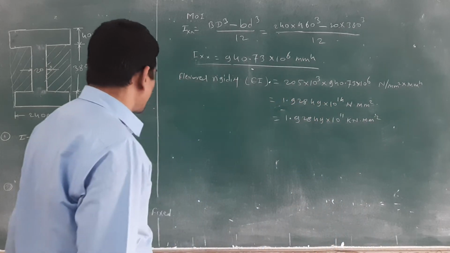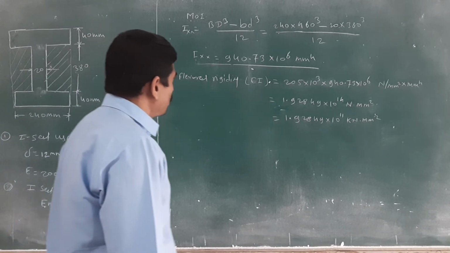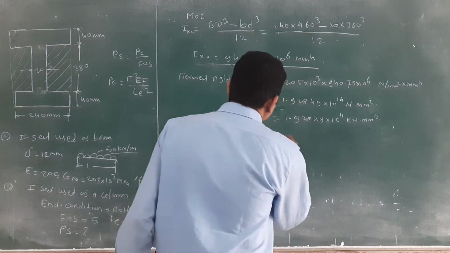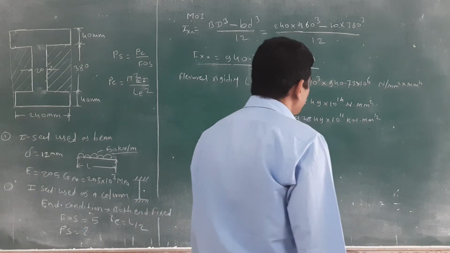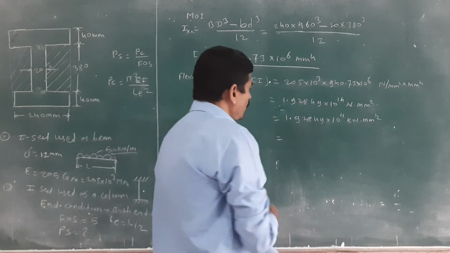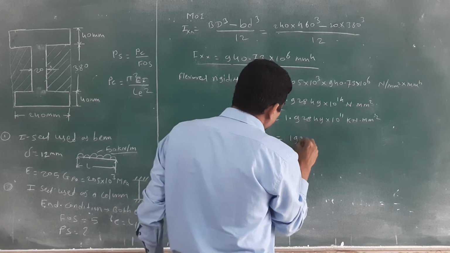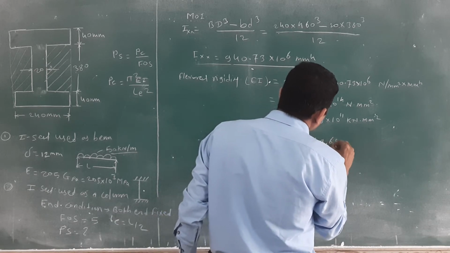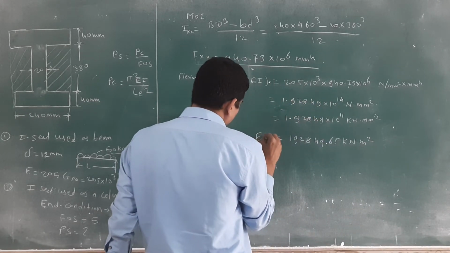Again, this value is required in meters, because the load is given in meters. That's why we again convert into kilonewton meter square. How to convert? You have to divide by 10 raised to 6, or multiply by 10 raised to minus 6. Remember that 1000 mm is equal to 1 meter. Then you will get 192,849.65 kilonewton meter square. This is the EI value.